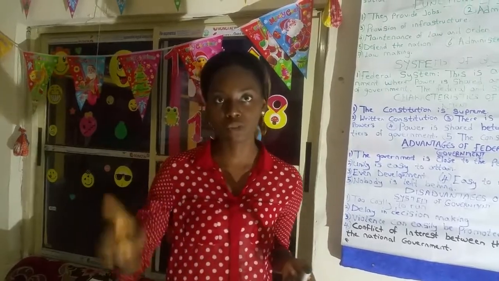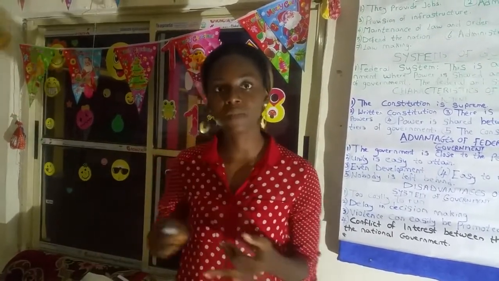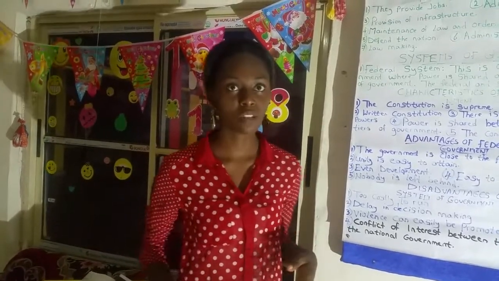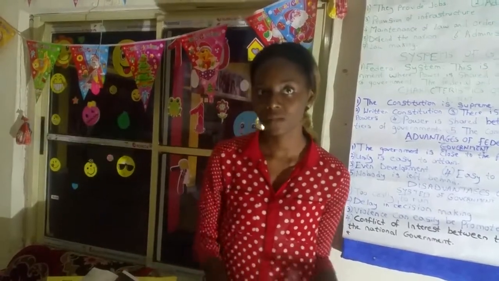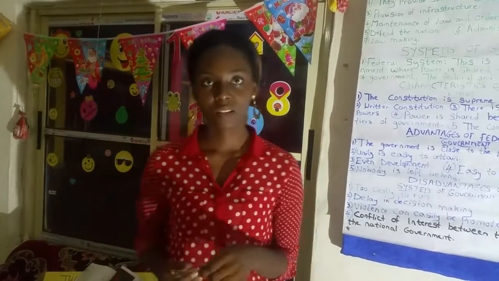And we have number 4, easy to run. Since the power is not with just one man, the president. No, the president has powers, executive have power, judiciary have power, state governors have power also. So you see, it's easy to run because the powers are delegated to different people in the society or in the country.